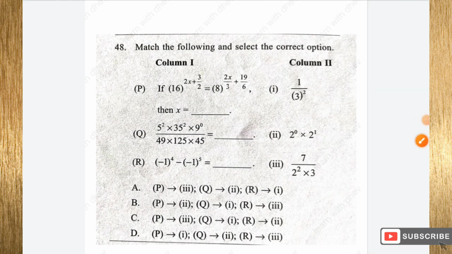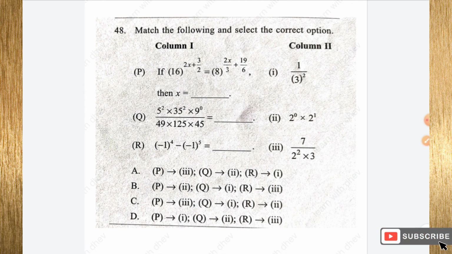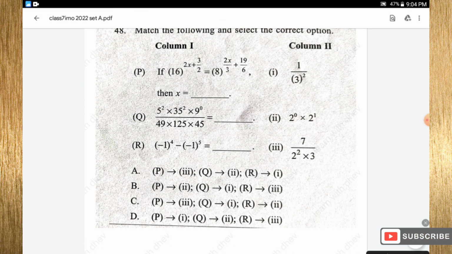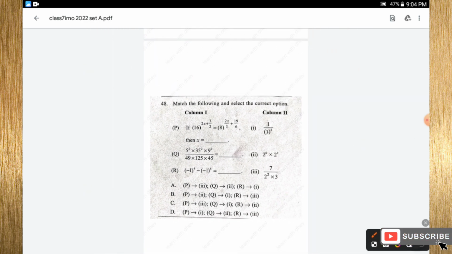Question number 48, match the following and select the correct option. So in column 1, some expressions are given. Okay, in column 2, their corresponding answers are given. So first, what you have to do is just read the question and find out which one is easier to answer. Comparing P, Q and R, I think R is the easiest one, right? So let's solve question R now. Whichever is easier for you, you can choose yourself, okay? For me, I think R is very easy to solve and it will take less time to find the answer.